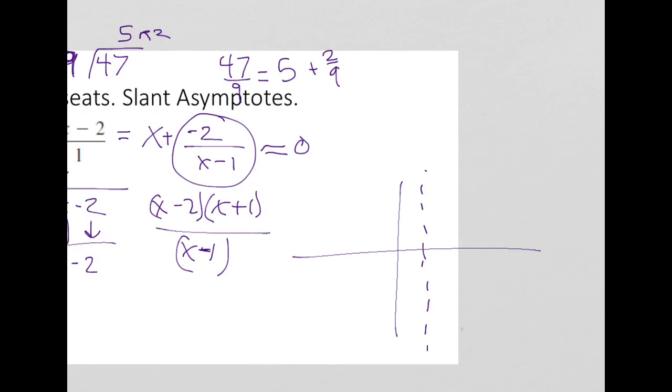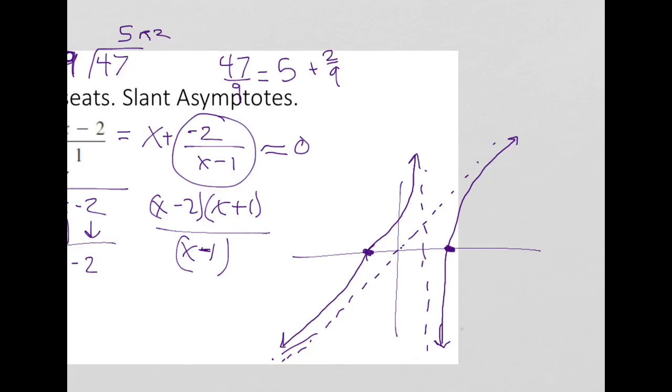I know I'm going to have a 0 at x equals 2. And I know I'm going to have another 0 at x equals negative 1. But I also know I'm going to have a slant asymptote along the line y equals x. So that tells me that this side is going to look like that, and this side is going to look like that. Notice how I'm approaching all of my asymptotes, and that should be nice and smooth and not lumpy like mine is. But that's what you should get. It's kind of cool to see how that works.